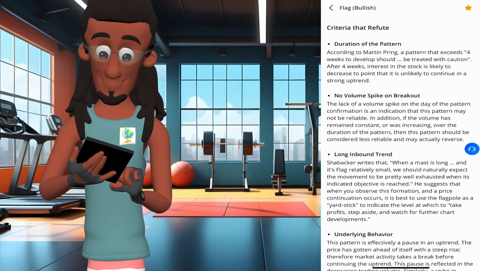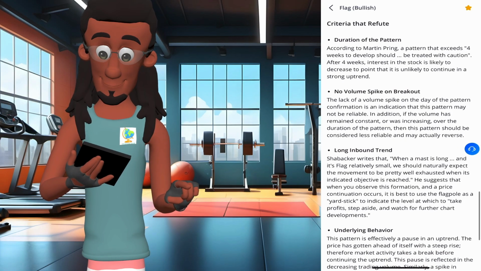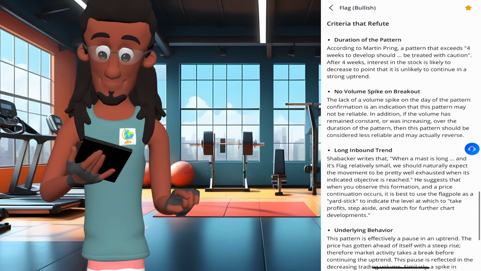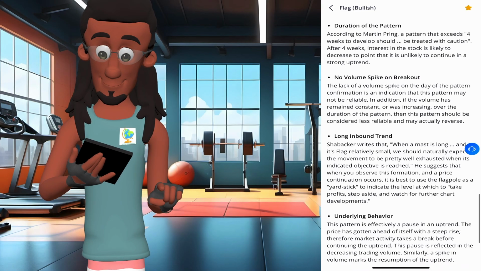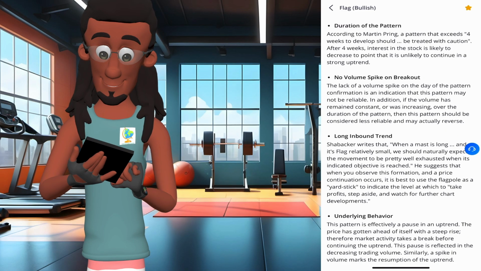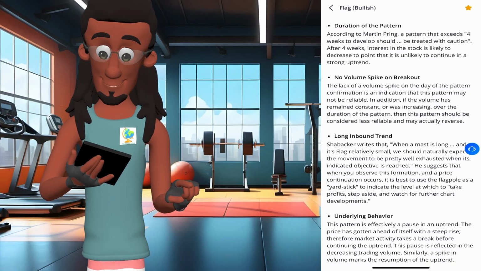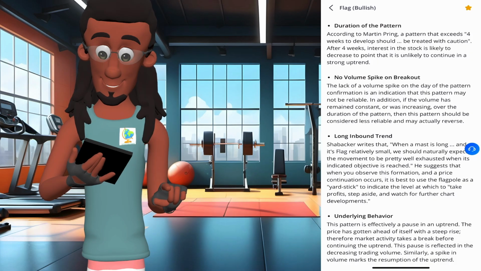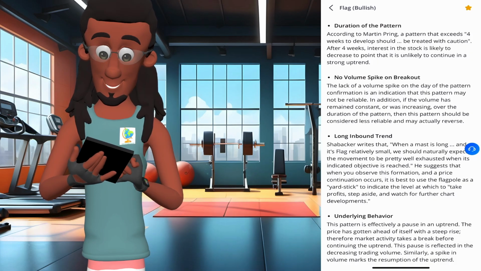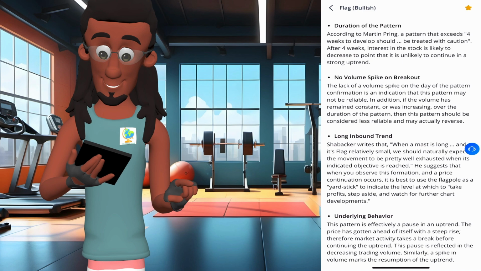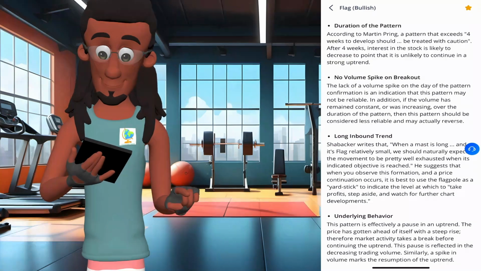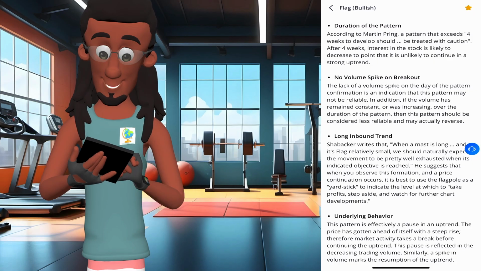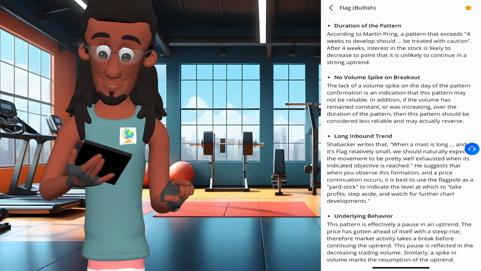Criteria that refute. So what makes the flag invalid? According to Martin Pring, we've got to check out Martin Pring and look up who he is because they keep talking about him. All right, so according to Martin Pring, a pattern that exceeds 4 weeks to develop should be treated with caution. After 4 weeks, interest in the stock is likely to decrease to a point that it is unlikely to continue in a strong uptrend.